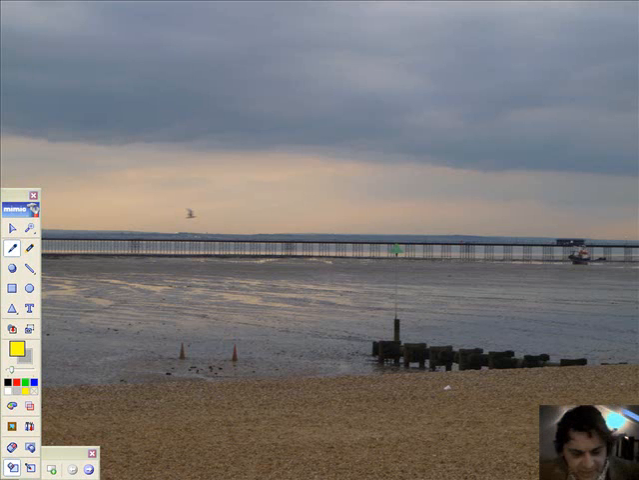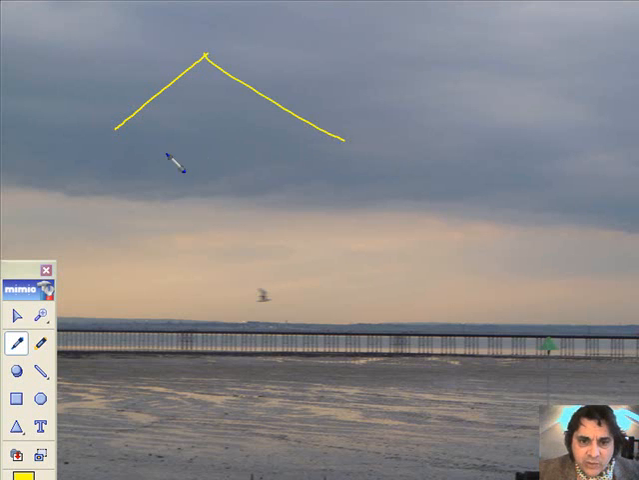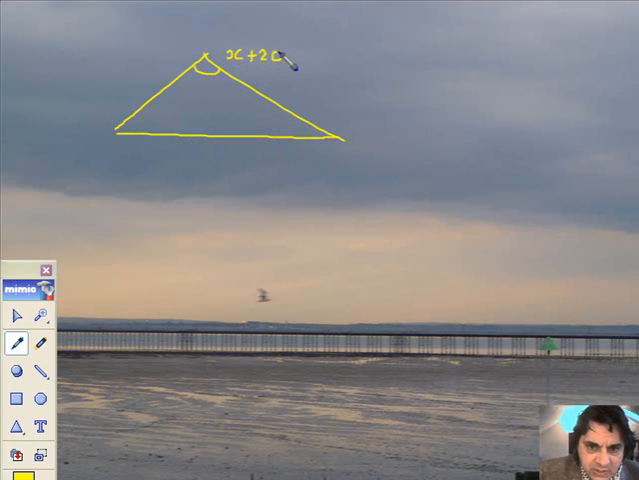Section 10.1, we're doing writing formulae and expressions using letters and symbols. Question 3 on page 168 presents us with a little triangle. I'm told this angle is x plus 20 degrees, this angle is x plus 40 degrees, and this angle is 30 degrees. This is question 3.